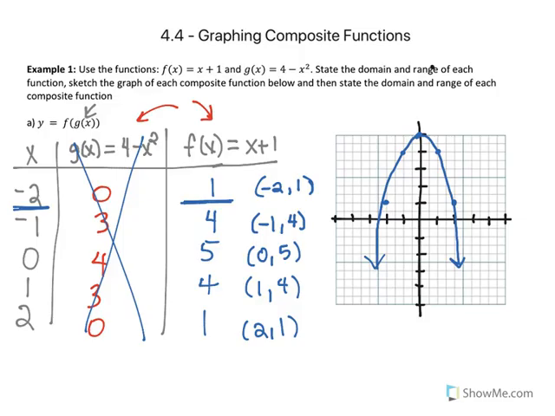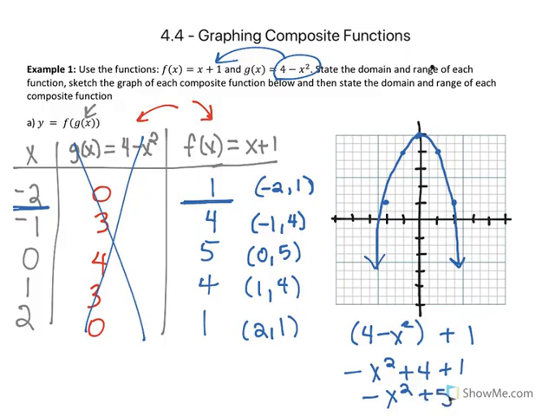We would be able to find an equation for that. To do that, we would plug this into our equation. So let's just do that anyways. So we have 4 minus x squared plus 1. So we have -x squared plus 4 plus 1, so we have -x squared plus 5. And this makes sense because it has a vertex of 0 and 5 and it's opening down.